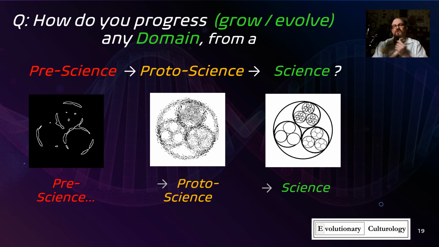So now a question: how do you progress or grow or evolve any domain in culture from a pre-science state to a proto-science to a science, and hopefully avoiding pseudoscience along the way? In the beginning on the left, you've got some dark shadowy things and you're not really sure what they are, blobby messes. When it becomes a proto-science, things come a bit more clearly into focus, but it's still pretty blurry, frankly. But then once you get a science, everything becomes clear, precise, mathematical.